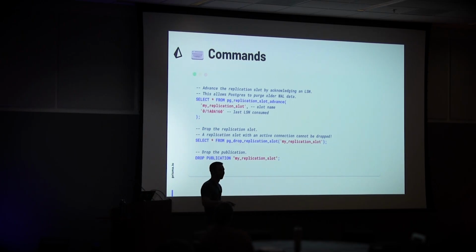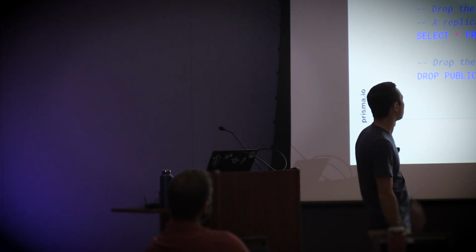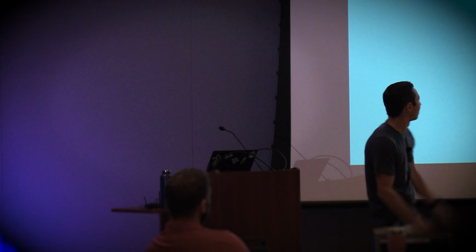If you have a replication slot that's not active anymore, Postgres will just keep this backlog building up because it thinks the replica needs to catch up. You can just tell it, skip all that, let it be deleted. And then we'll drop the replication slot later and drop the publication. Okay, so that was a lot of stuff.